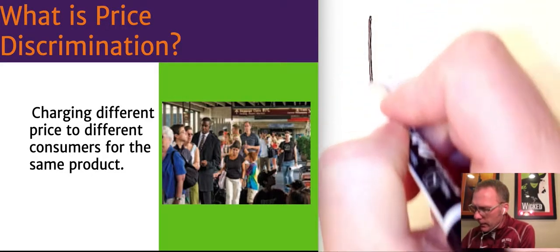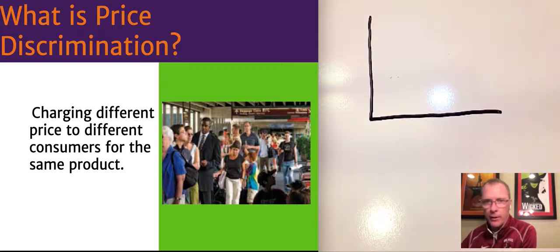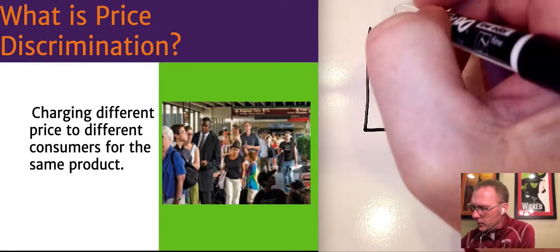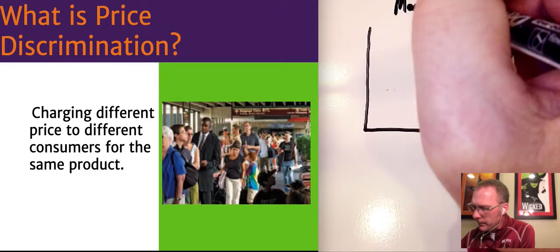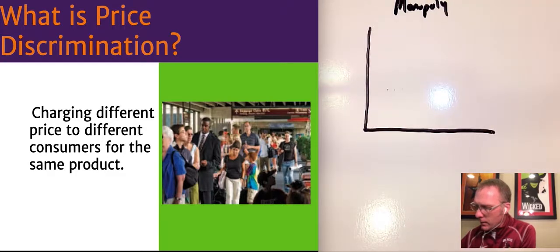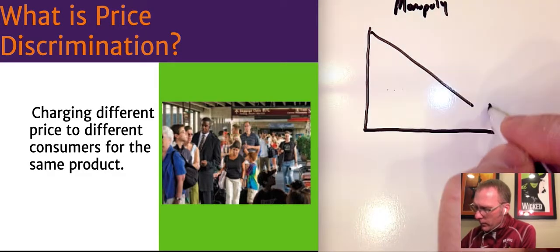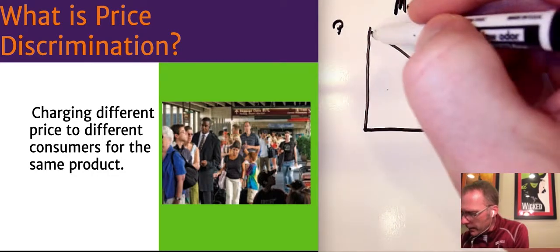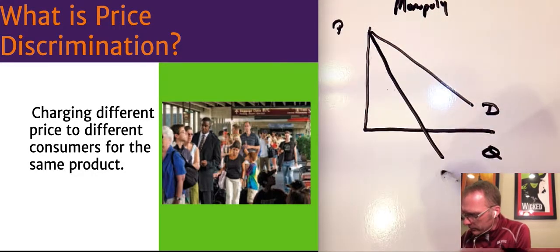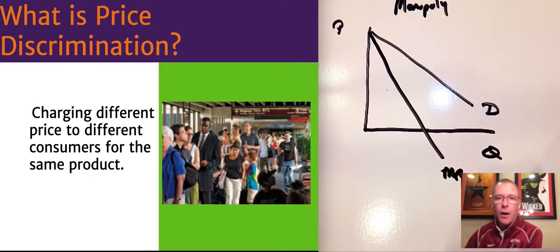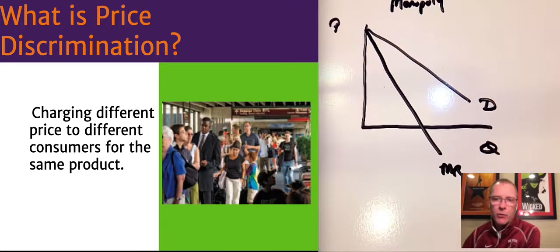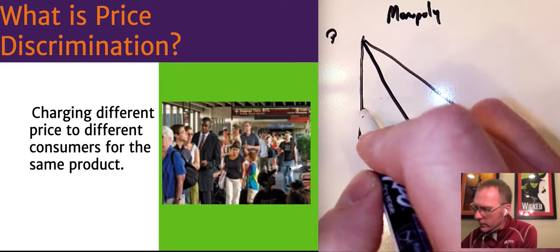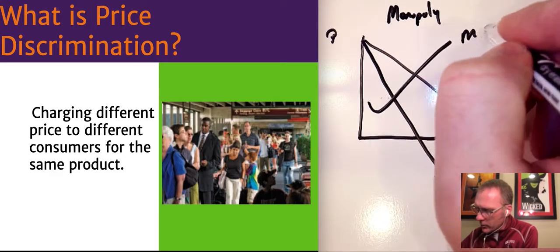So if I look at a monopoly graph, right? I'm looking at something like this. So here's my monopoly. I've got a downward sloping demand curve. Got my price, got my quantity. I have my marginal revenue curve coming down, crossing zero. All right. Now we could draw just a normal looking marginal cost curve in here. So here's my marginal cost curve.